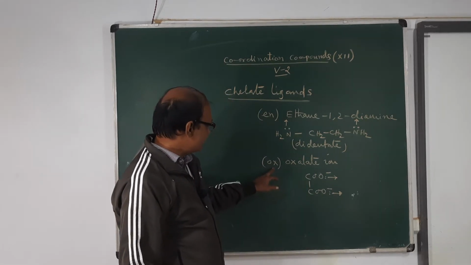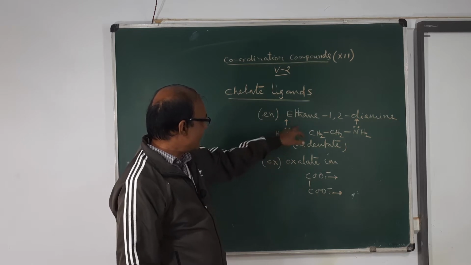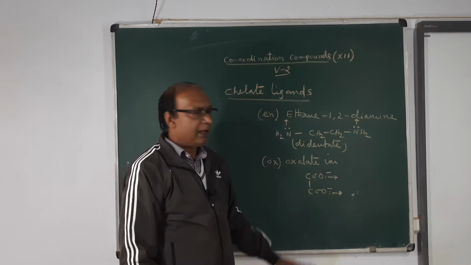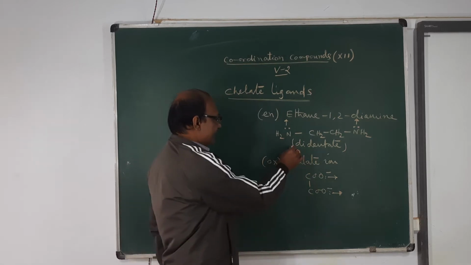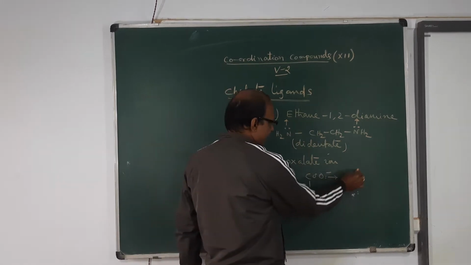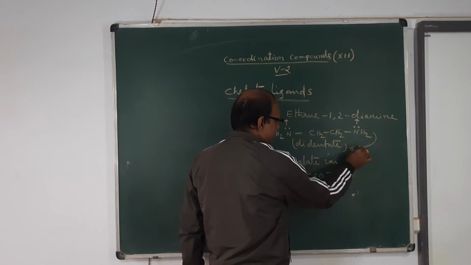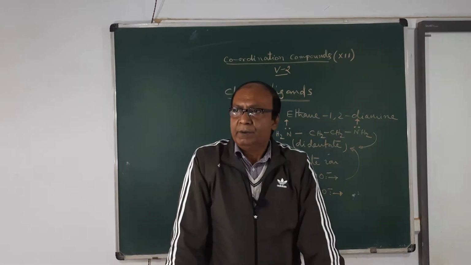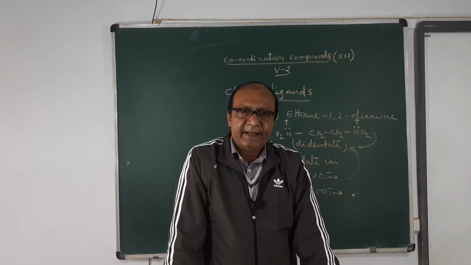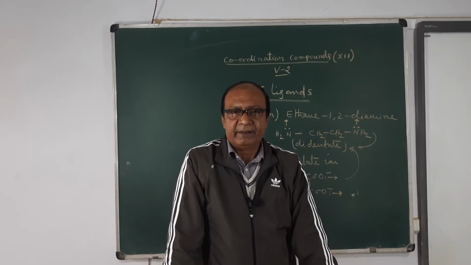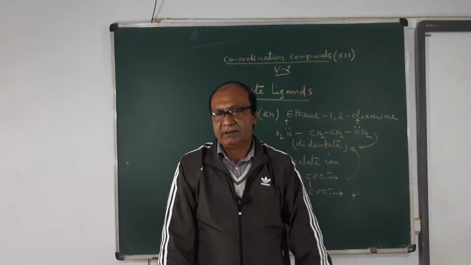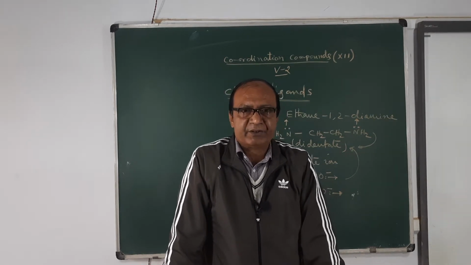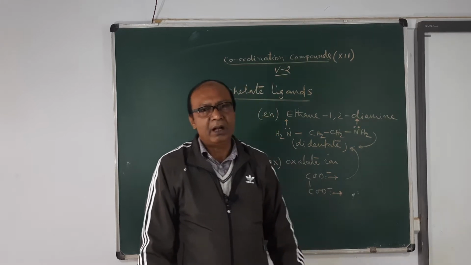Now this is the oxalate ion, and that is ethane 1,2 diamine. These are all chelate ligands, and obviously both are didentate ligands. That means their denticity is 2. So didentate or polydentate ligands are known as chelate ligands because they can simultaneously link with more than one donor site to the central metal atom or ion.